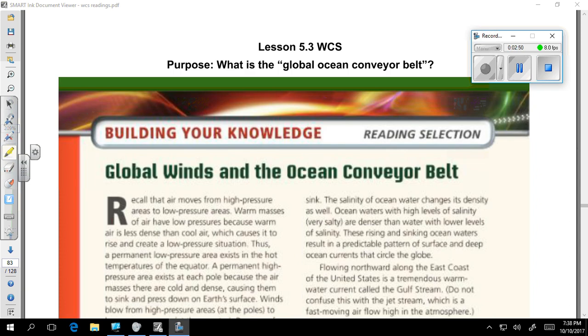This is Science 8 readings for Lesson 5.3 WCS. The name of the article is Global Winds in the Ocean Conveyor Belt. The purpose for reading this article is to answer the question, what is the global ocean conveyor belt?